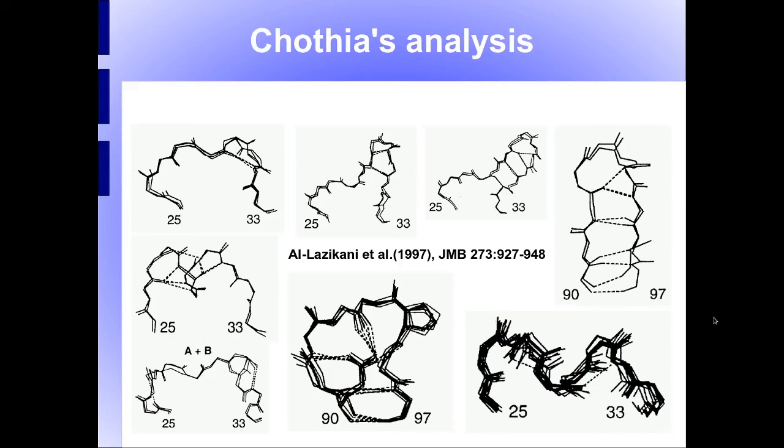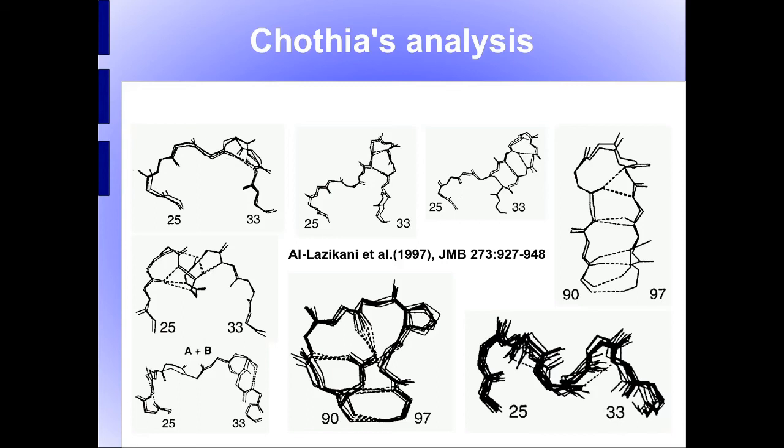The most recent paper that he published on this topic was by Al-Lazikani et al., published in 1997, still some years ago now. But by this time, there were around 50 or 60 structures available, and these rules still applied. So here you can see maybe three or four different antibody loops overlapped from different structures, and you can see that the shape is really very conserved, with a little bit of variation up here.